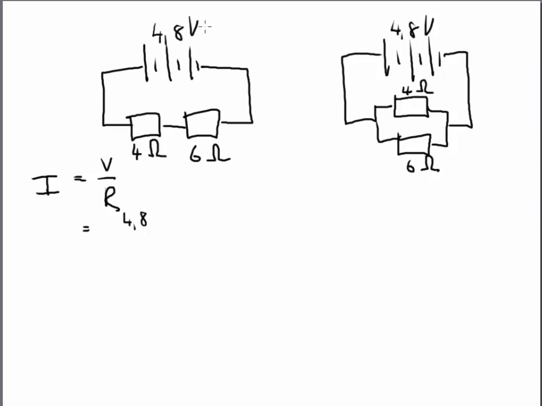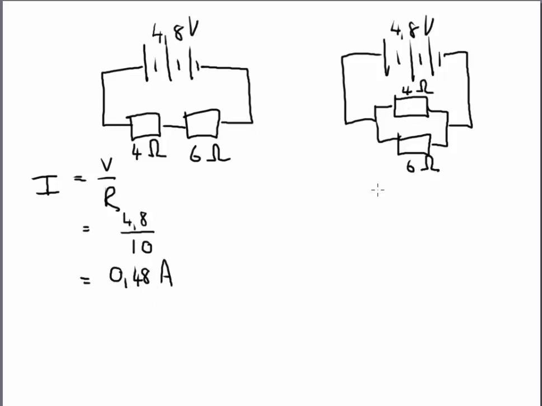So we know that we can use this 4,8 volts as our external voltage, and we divide that by the total resistance in a series circuit. The total resistance in a series circuit will be R1 plus R2. 4 plus 6 gives me 10. So 4,8 divided by 10 gives me 0,48 ampere in terms of current.